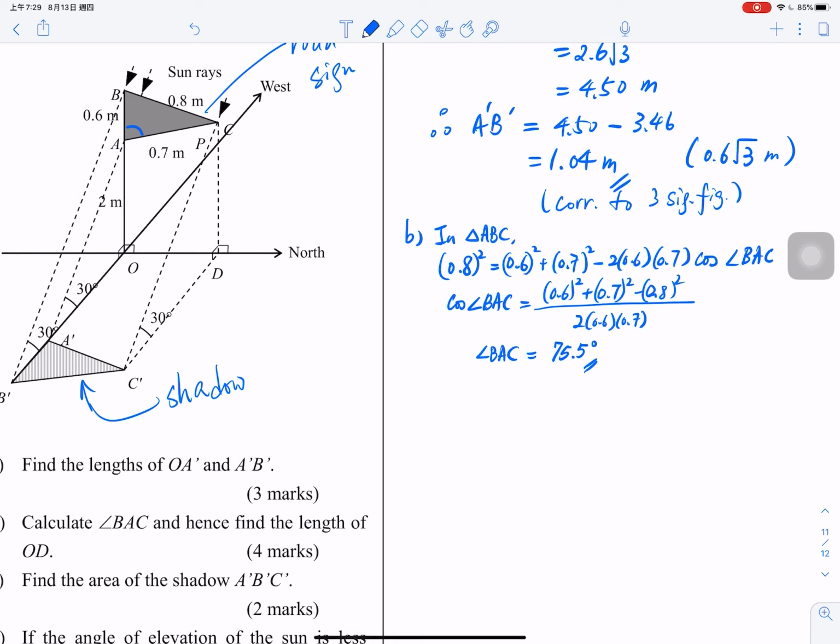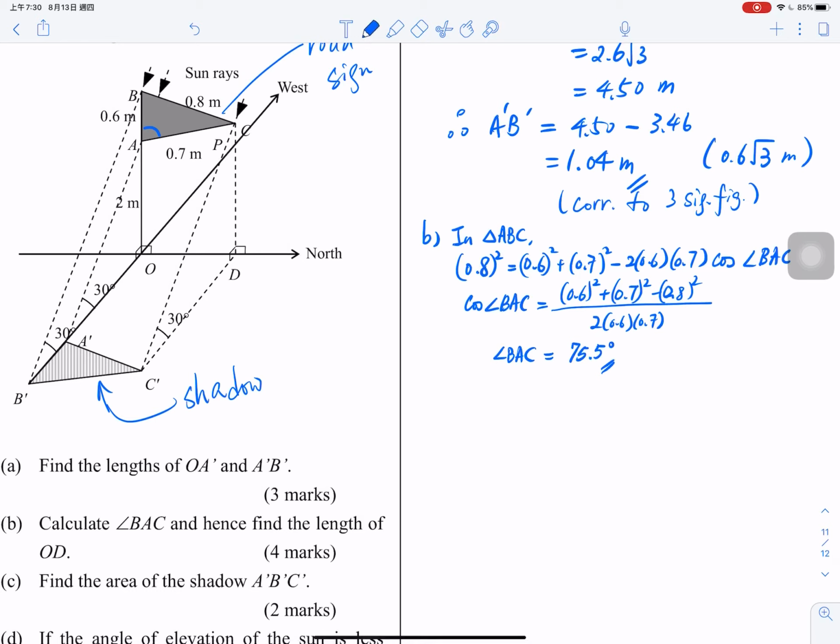Okay, then what can we do next? We need to find OD, and this one says hence. That means we can make use of this angle to help us find OD. Do you know? Okay, I'll give you some time to think about it. And I will draw something here now. This one is A, B, and C.